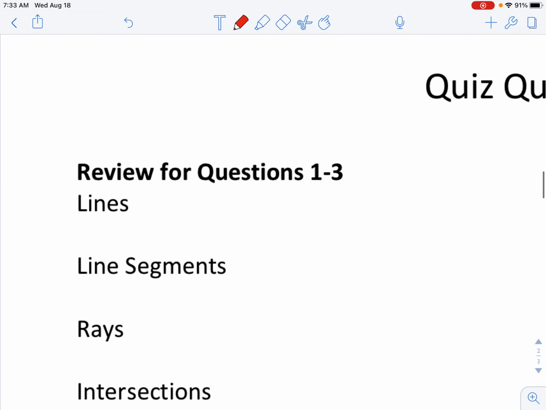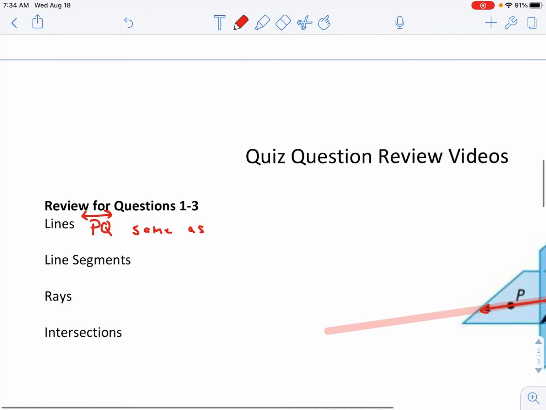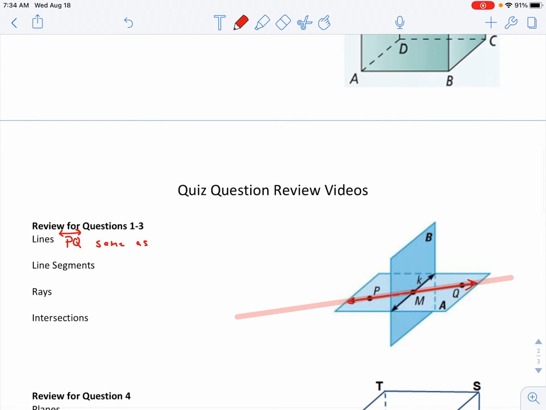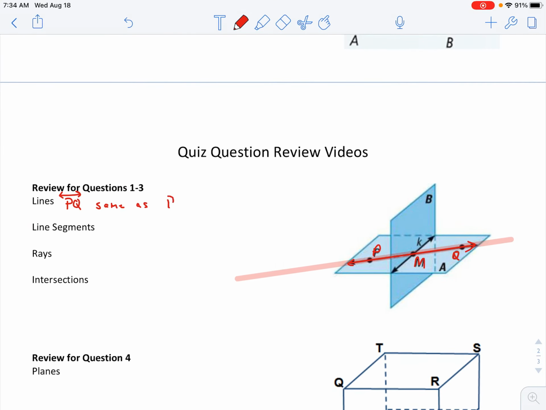Alright? So line PQ over here, same as PM. Actually, no, excuse me, PM, because we use this letter. We use capital letters for points. It's the same as PM or even QM. You just need 2 points to define a line.